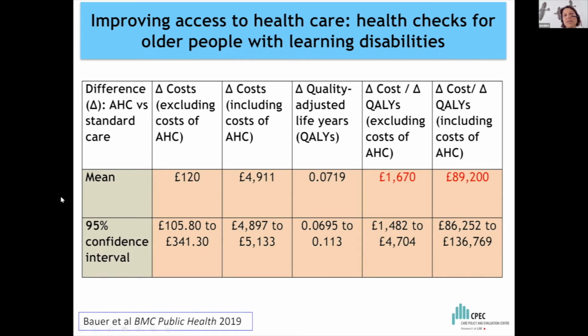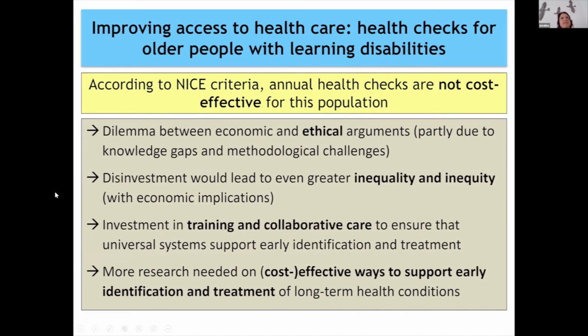That's the additional cost per additional quality adjusted life year gained. Without the cost of the annual health check, it's actually very low, which is good in terms of cost effectiveness. But it's really high if you then include the cost of the annual health check. It's almost £90,000. So, going to the next slide.